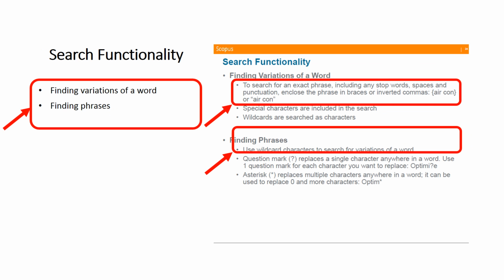Finding variations of a word. To search for an exact phrase, you can enclose the phrase in inverted commas, for example. And for finding phrases, use wildcard characters to search for variations of a word: the question mark and also the asterisk.